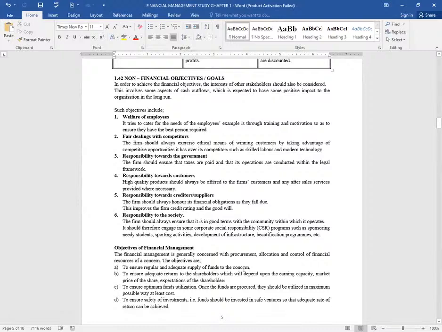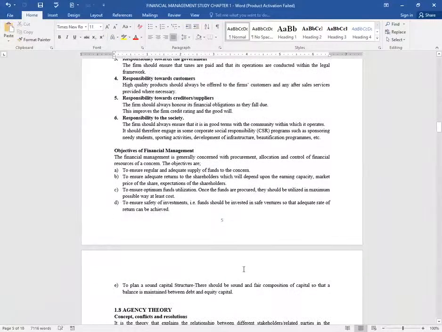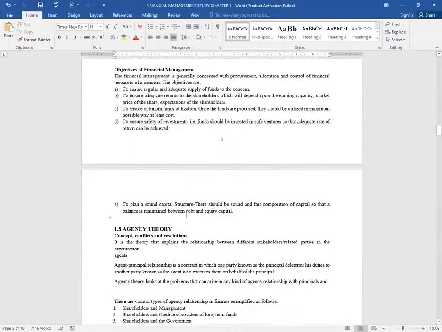Now, objectives of financial management, ladies and gentlemen, these are pretty similar to those functions that we discussed there. So to ensure, for example, regular and adequate supply of funds, to ensure that these people get proper dividends, optimum utilization of funds, safety of our investments, capital structure. This is something that you should be able to get in this handout.